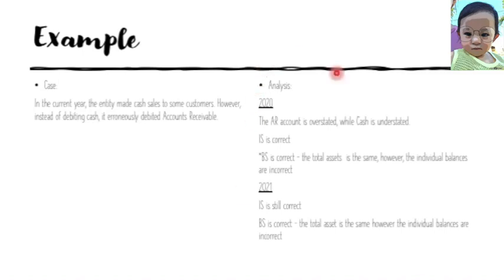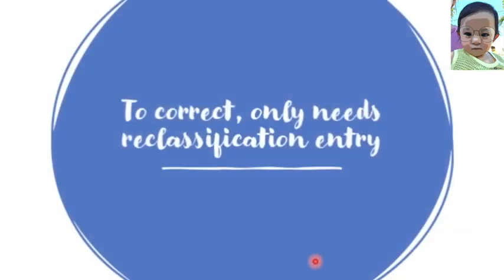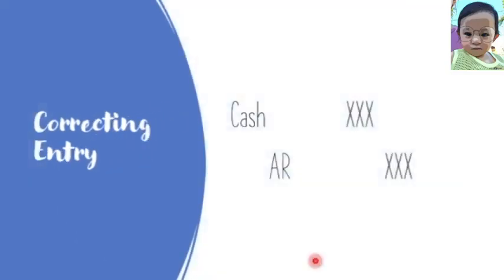This is under the presumption that no correcting entry has been made. So if it was discovered in 2021 and corrected, to correct it only needs a reclassification entry. You're going to reclassify the mistake to the correct one. So in our example, you debit cash, credit AR. This will correct the understatement of cash and the overstatement of AR. So if you made the correcting entry in 2021, all succeeding years will have correct balances.